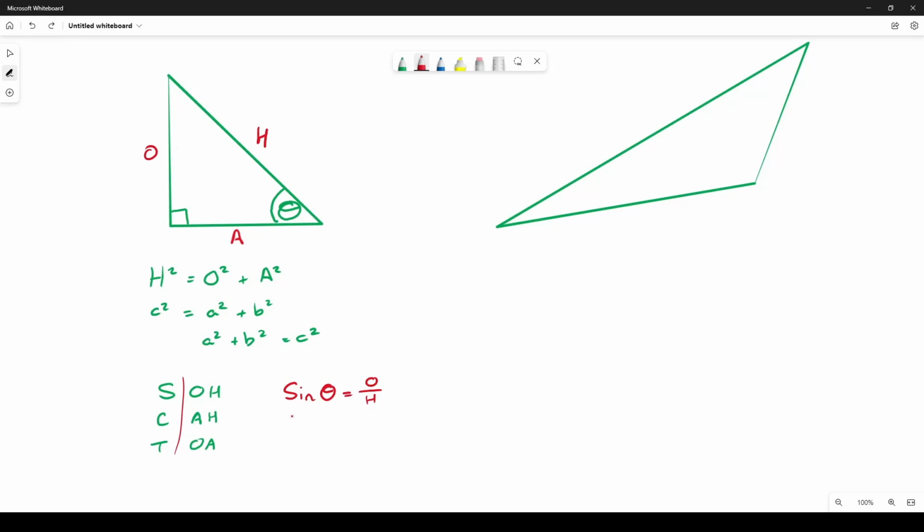So then the same would be for cos, but it'd be A over H, and then tan would be O over H. Or O over A, sorry, my apologies.